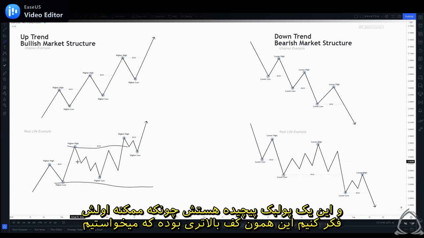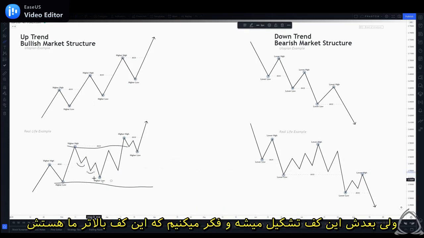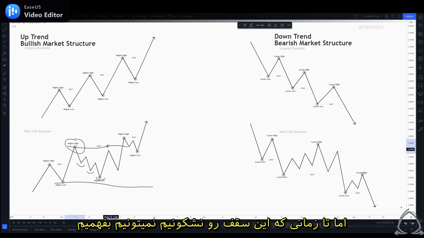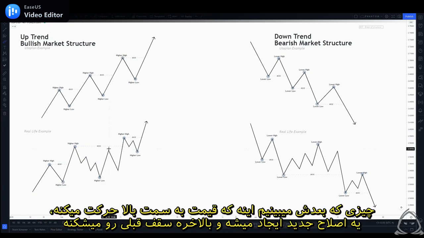It's a complex pullback because we could initially think that maybe this was the higher low, but then we put this one in and might think that's a higher low. Then we might see this one and think that that's a higher low. But until we actually break this higher high, we don't actually know. Now what you'll see is price then begins to pull to the upside. We get another correction and then we finally break that higher high.